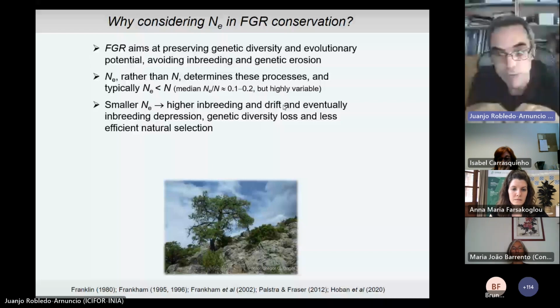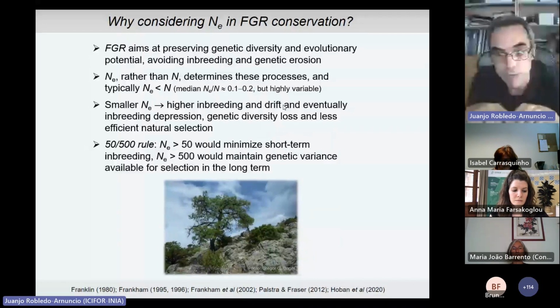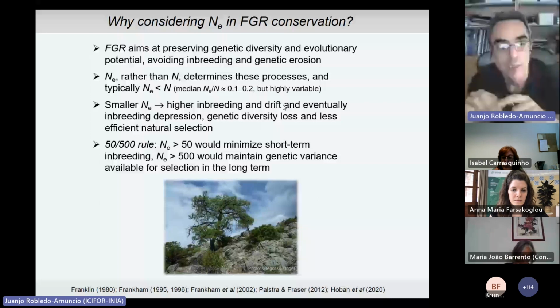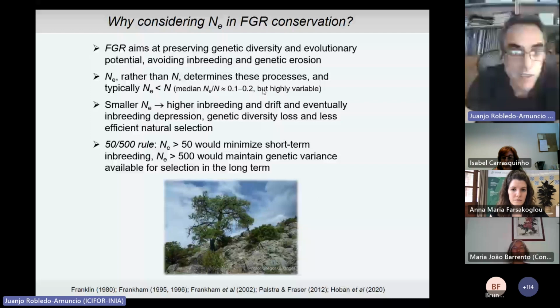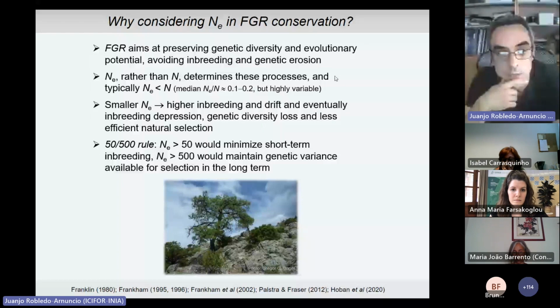So you probably have also heard about the 50/500 rule. Probably Sean will talk a bit more about this. But in conservation genetics, we usually consider that if the effective population size is larger than 50, we would minimize the short-term inbreeding, below 1% per generation. And if the effective size is larger than 500, genetic variants available for selection wouldn't be lost because they would be replenished by mutation at the same rate that they are lost by drift. So all this is theory.